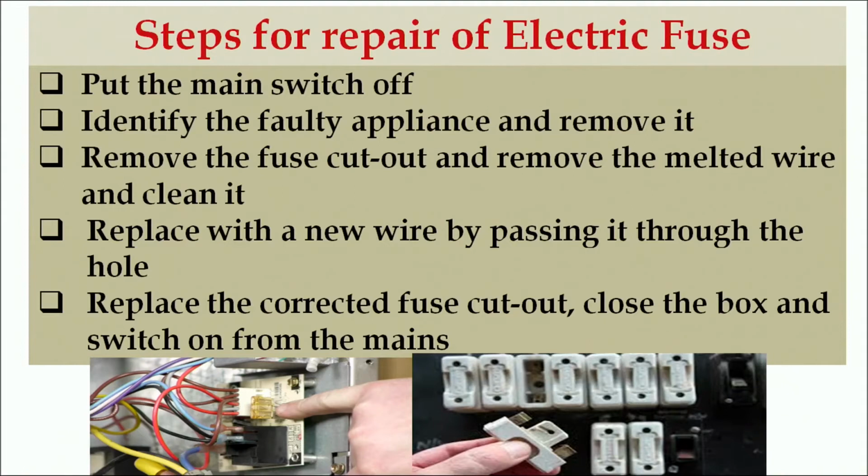So how do you repair the fuse wire in case the faulty circuit has blown and the main circuit has been cut off due to the electric fuse wire melting? You need to switch off the main supply, identify the faulty appliance and remove it, remove the fuse, cut out and remove the melted wire and clean it. Replace it with a new wire by passing it through the hole. Replace the fuse cutout, close the box and switch on the main supply.